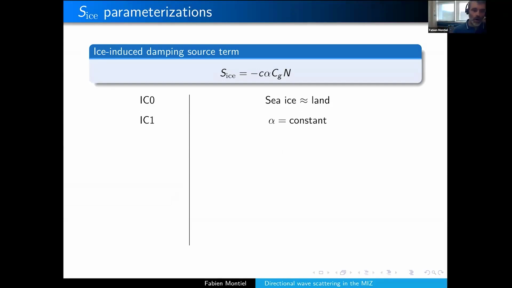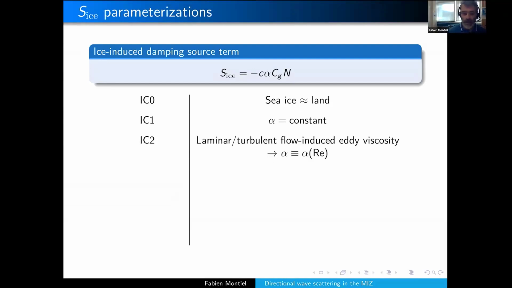And then some different parameterizations were released over time. So IC1 is the first one where alpha, the attenuation coefficient, is a constant. So it's just a number you put in. Then IC2 came in, and there are several versions of it, but in the latest version, it basically parameterizes the attenuation coefficients through some eddy viscosity parameter, which depends on the flow regime, whether it's laminar or turbulent. So that's why it depends on the Reynolds number.